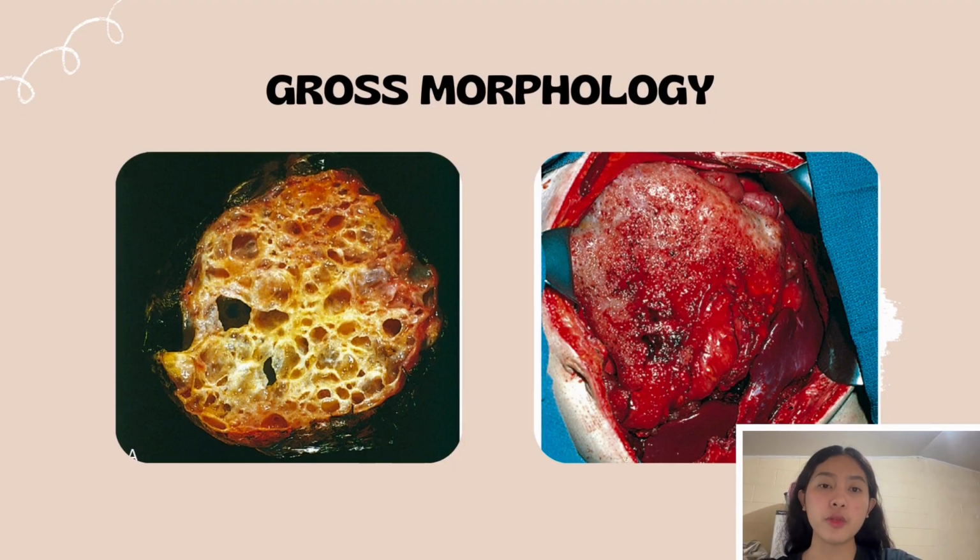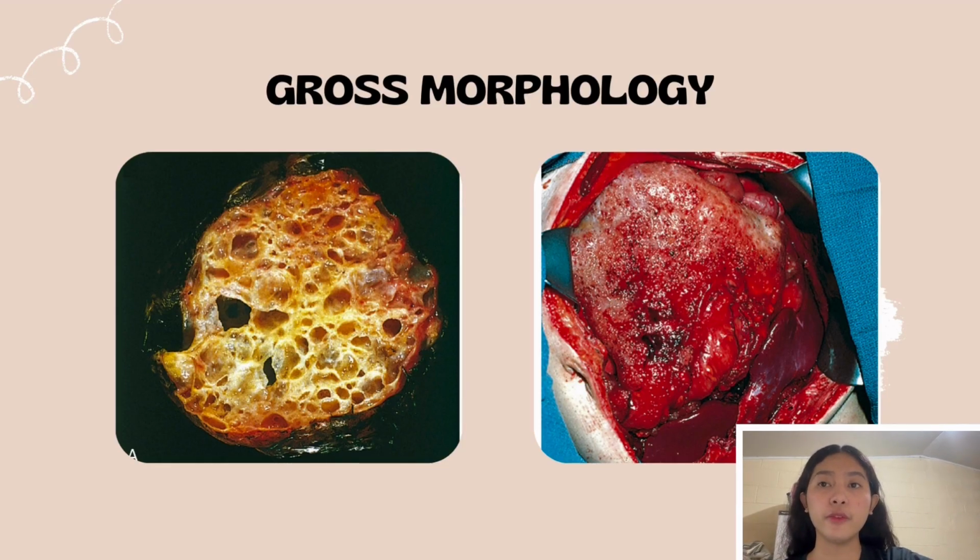So for the gross morphology of the disease, usually it is large, multiloculated cystic masses. Some are greater than 25 kilograms. It contains sticky, gelatinous glycoprotein-rich fluids, unilateral in most cases, and only 5% bilateral. So surface involvement is uncommon.